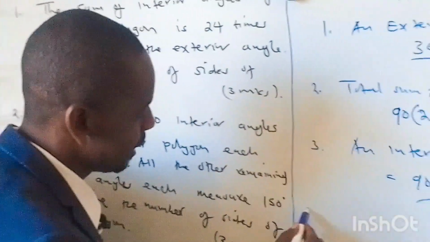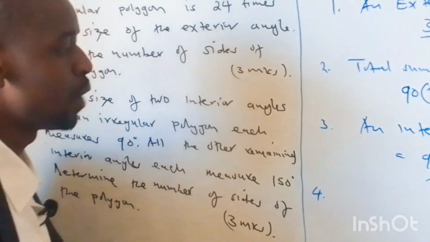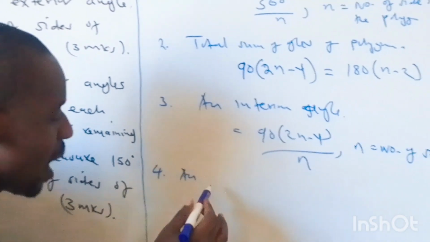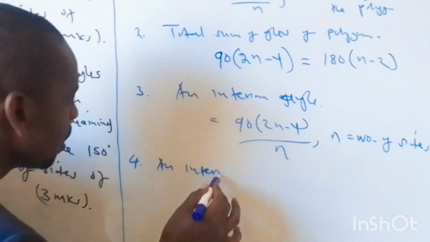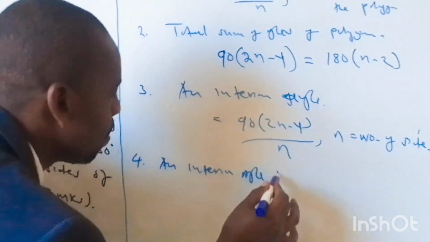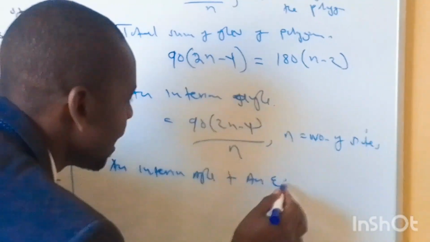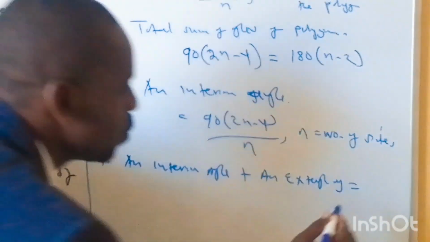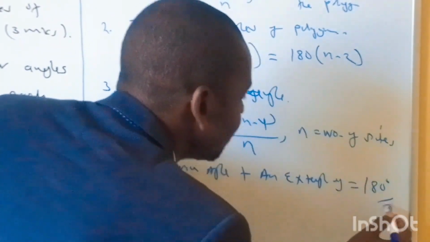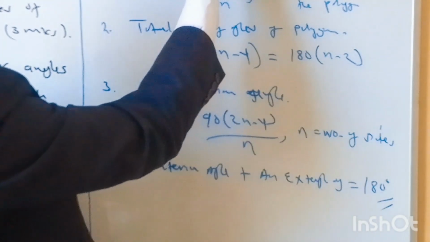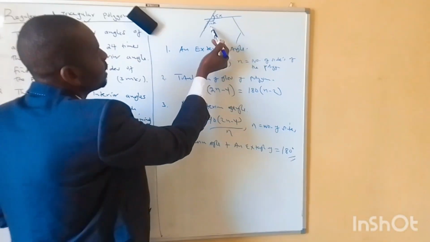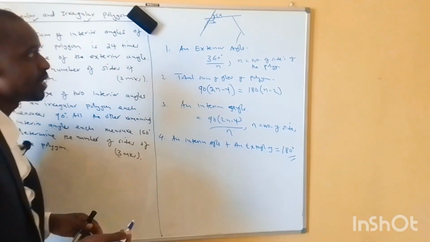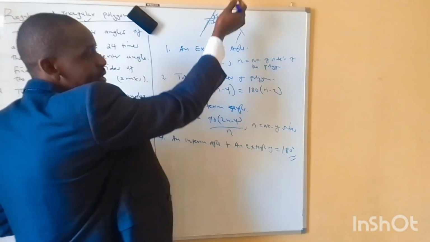Number 4, again, that you're supposed to understand is that an interior angle plus an exterior angle should give you 180 degrees. When you see the angles on a straight line, the interior angle plus the exterior angle should give you 180, as the angles on a straight line add up to 180.